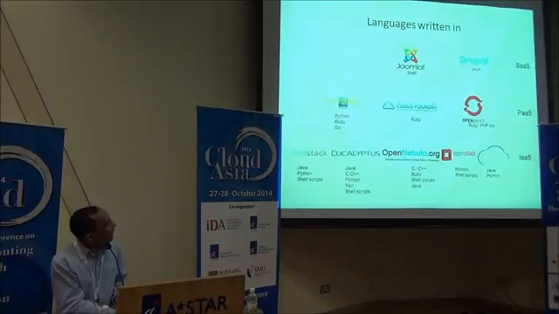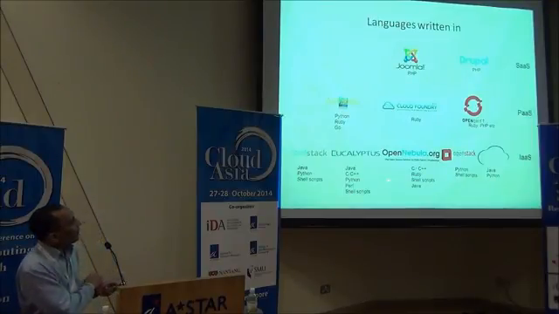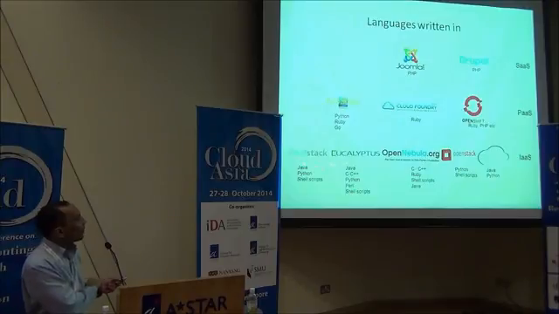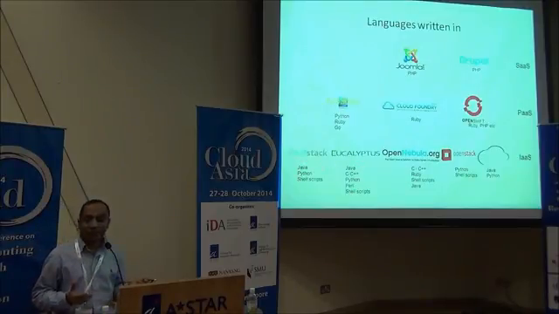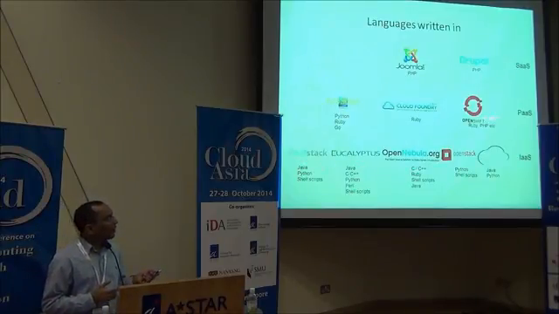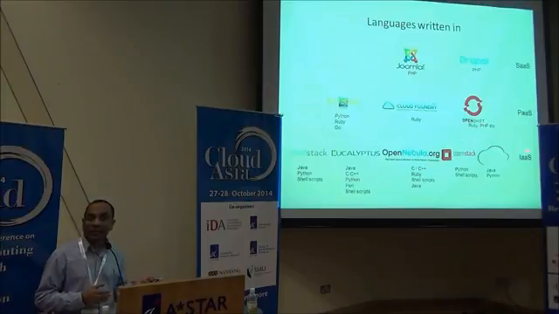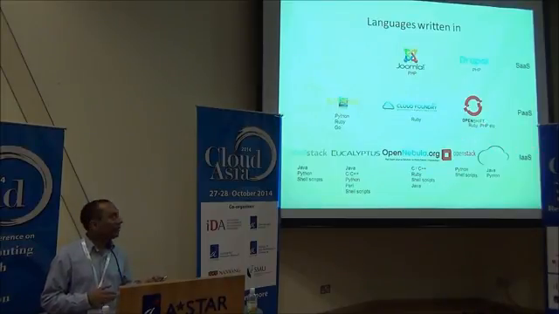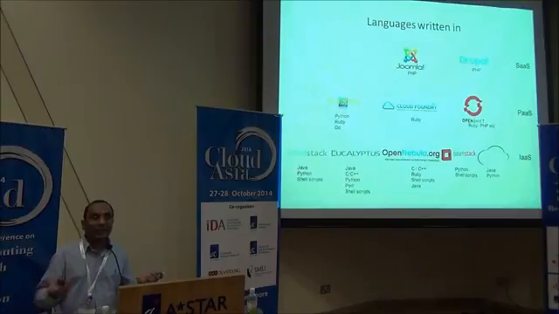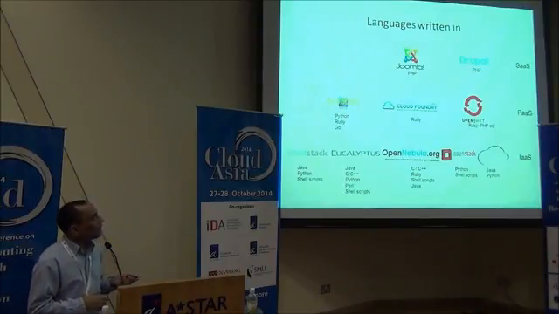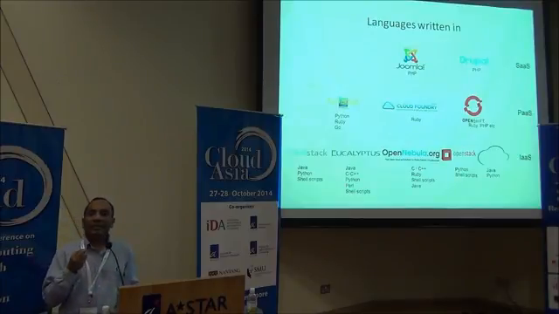So languages, if you look at what is written, it used to be Java, C++ earlier. Things like CloudStack, Eclipse, and other things were written in C, C++, in Java. But nowadays, it has become Ruby, Python, and PHP. So that's actually a big set. For example, OpenStack is written in Python. This is for more agile, easier development.